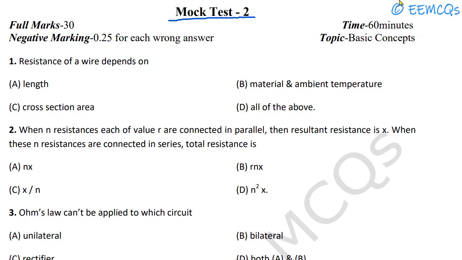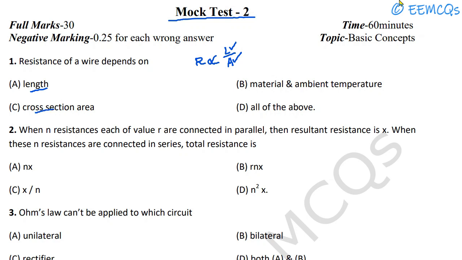So starting with the first question, what was asked? Resistance of a wire depends on, what do you know? You know that resistance of wire R is basically proportional to L by A, where L is the length of the conductor and A is the cross section area of the conductor. That means A is correct, C is correct.